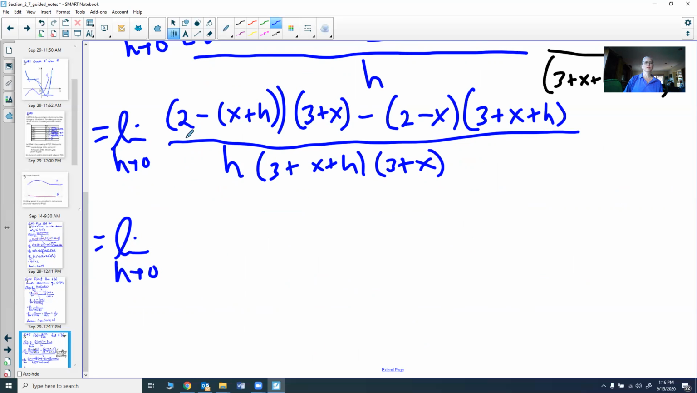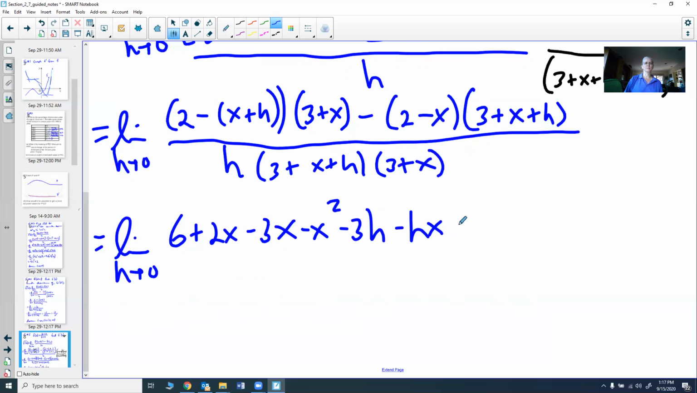Now, we do need to collect like terms, multiply everything out here. So we're going to have 2 times 3, which is 6. 2 times x, which is 2x. Minus x times 3, which is minus 3x. Minus x times x is minus x squared. Minus 3 times h is minus 3h. And minus h times x is minus hx.